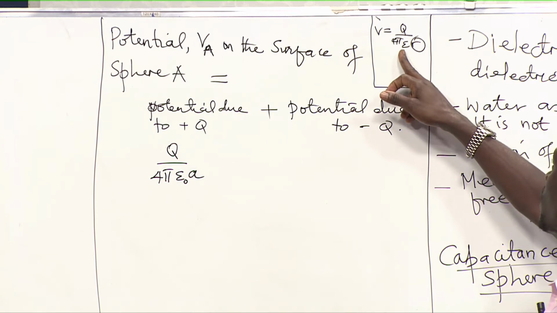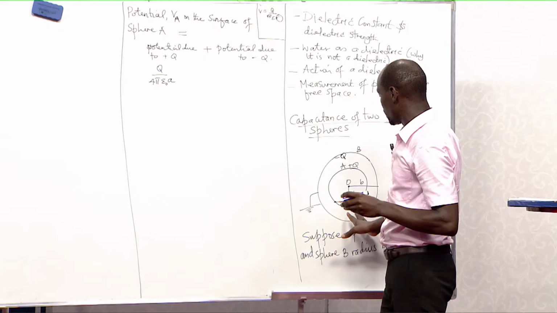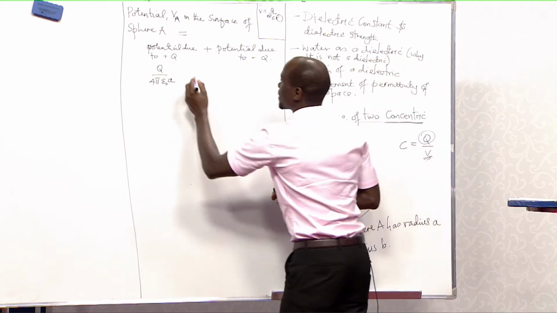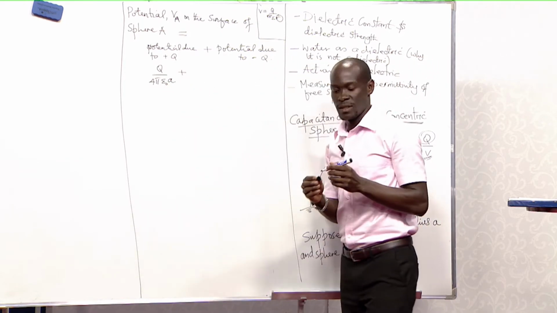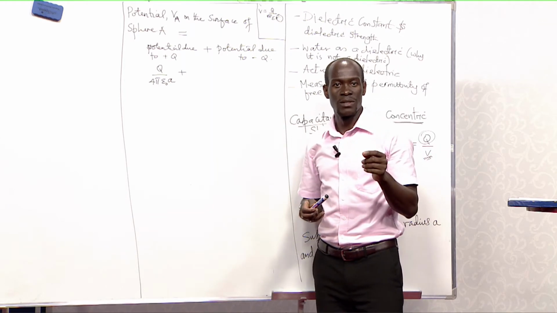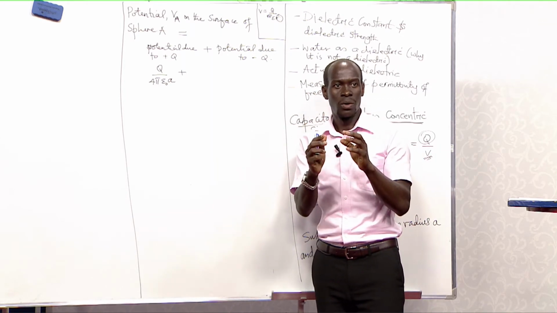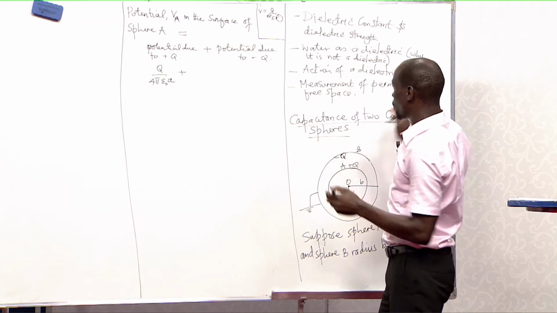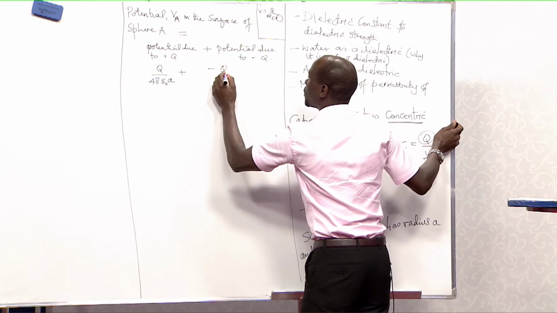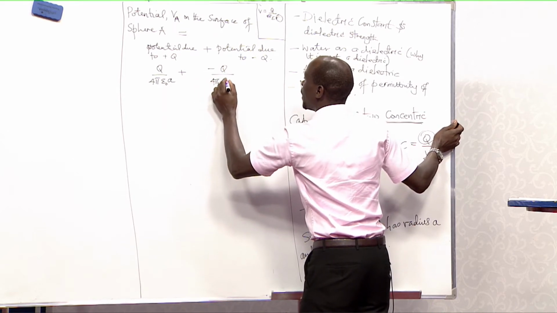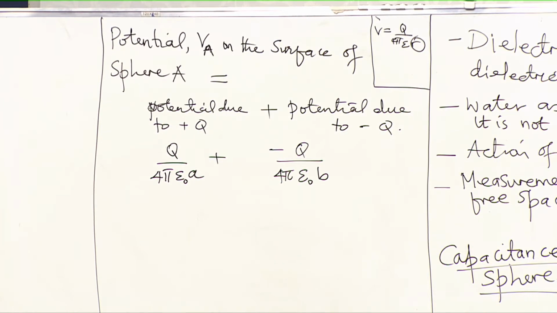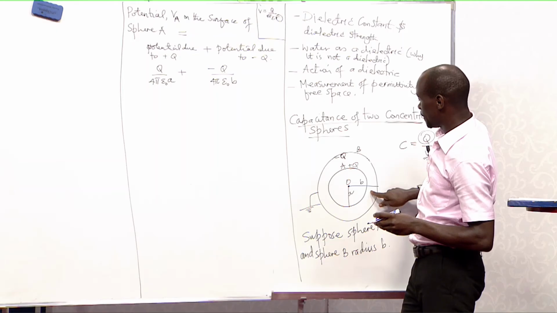Epsilon is the medium in which they are. Now, since the spheres, we said, are in space or in a vacuum, that's why we have epsilon naught. Then plus, since potential is a scalar quantity, it therefore means in getting the total potential, we get the scalar addition. So that means this one will be negative Q over 4 pi epsilon naught B. The distance from here up to here is B.